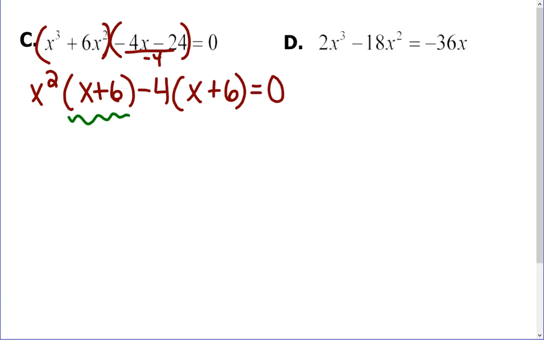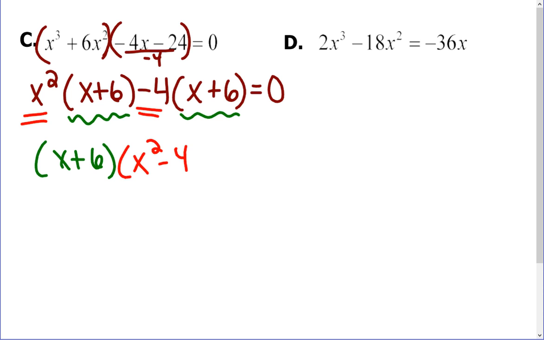So here's my GCF, x plus 6. Pull that out. And we're left with x squared minus 4. So again, this is the whole point of this section, to factor completely, which means you guys are factoring multiple times. Previously you guys were pulling out the GCF and then you had a difference of two perfect squares, or you pulled out the GCF and then you factored a trinomial. In this case, we factored using factor by grouping, but what you'll notice is that we're left with a difference of two perfect squares. So we have to factor that.